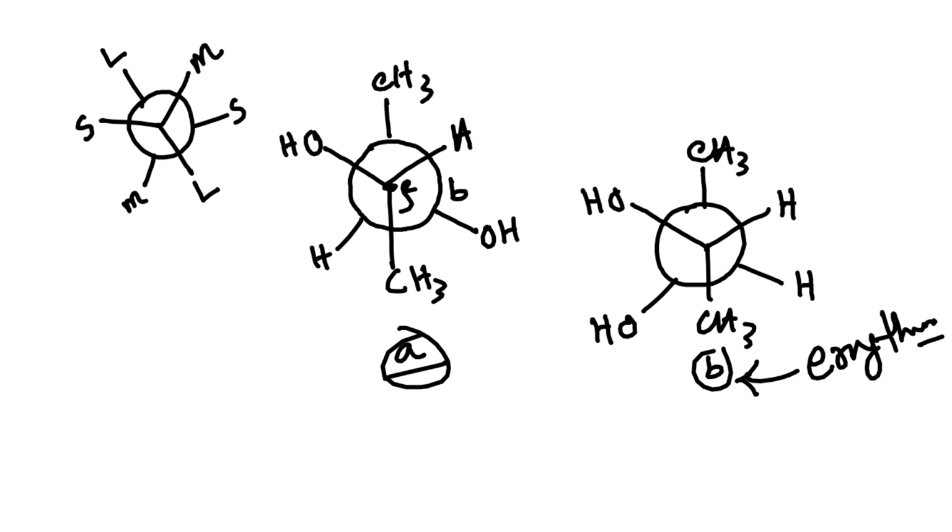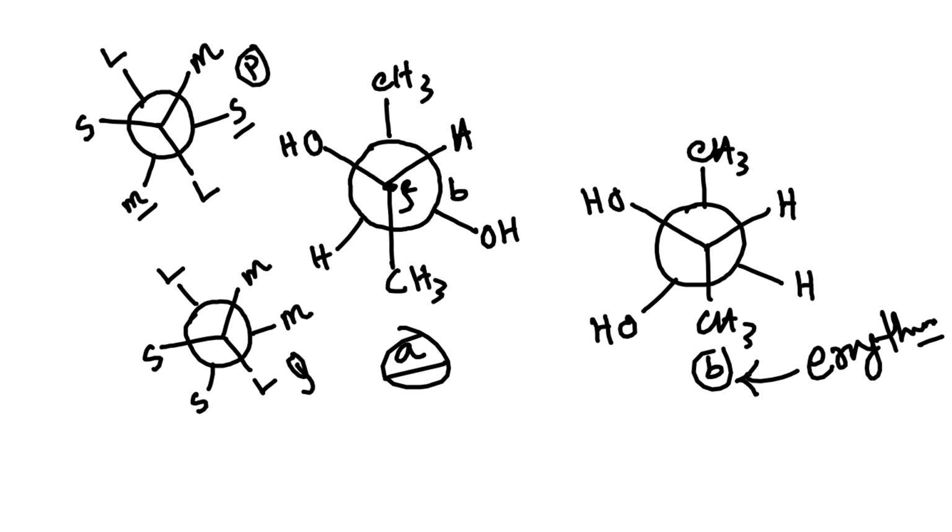Another representation would be, let's say we have the front carbon, same configuration, but in the back carbon the two groups, this medium and small, they will change their position. So here we have medium, here we have small. So let's say this is P and this is Q. Now how we can classify them as threo or erythro? So it is very easy.